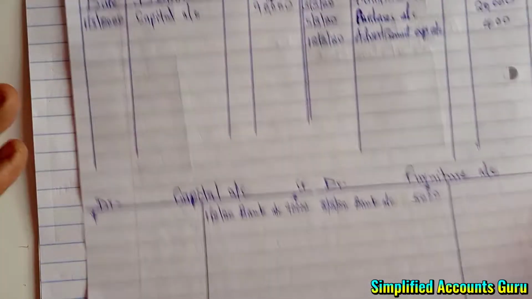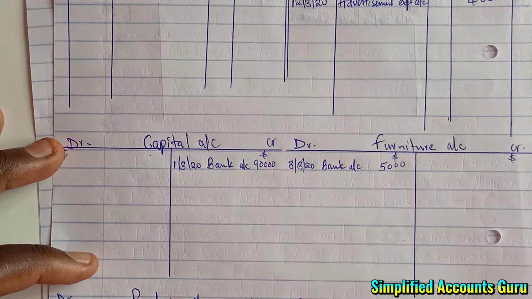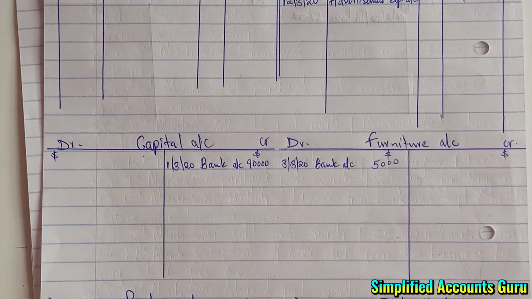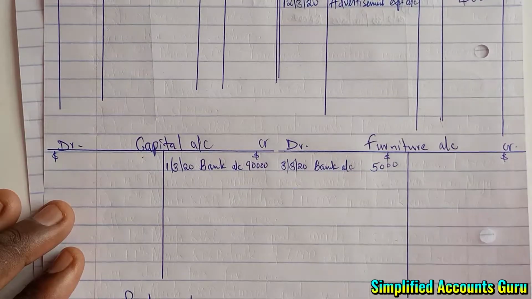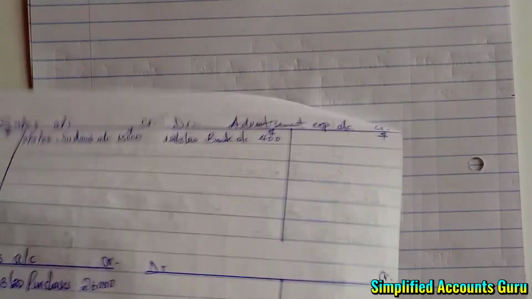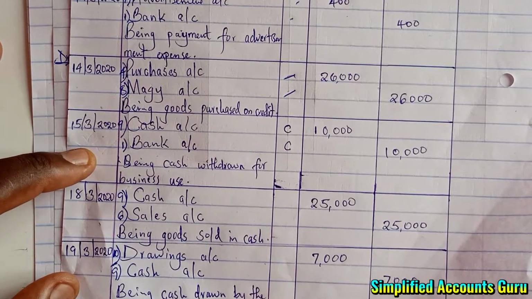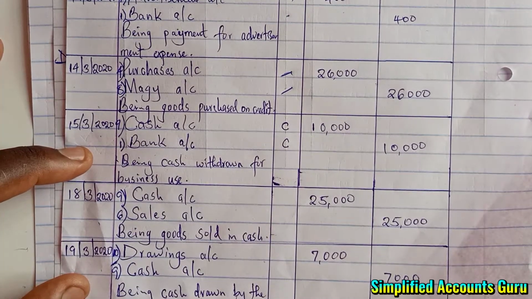The moment you've seen purchases having a corresponding ledger account of a specific name of a person, then it means goods were received but on credit. The moment you've seen sales account going alongside a specific person's name, it means sales were made but on credit. Therefore, that person becomes our debtor. So Maggie in this case is what? A creditor.